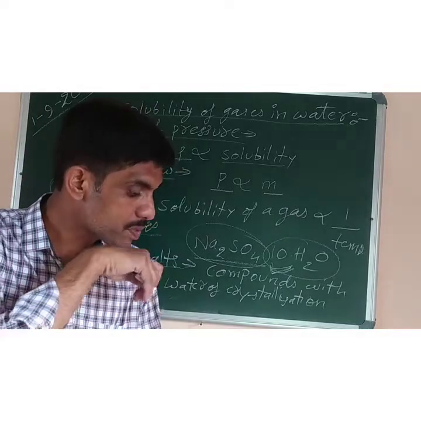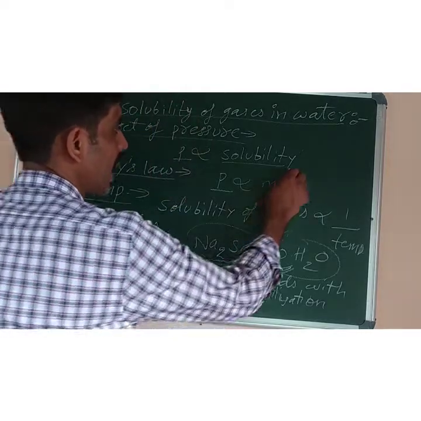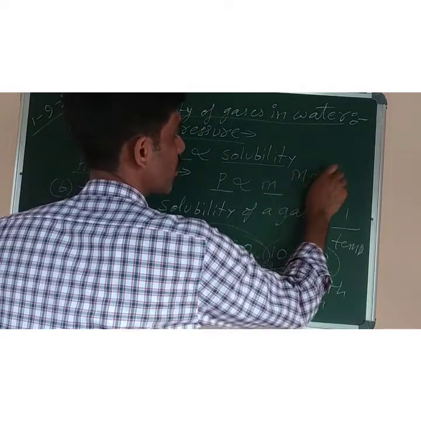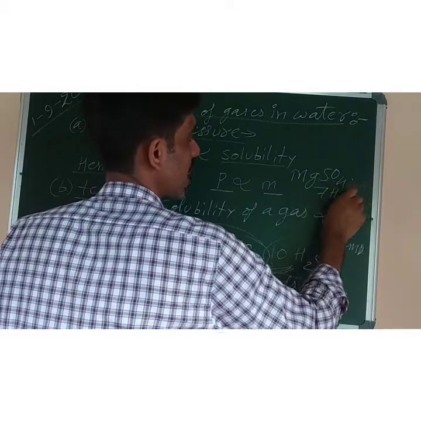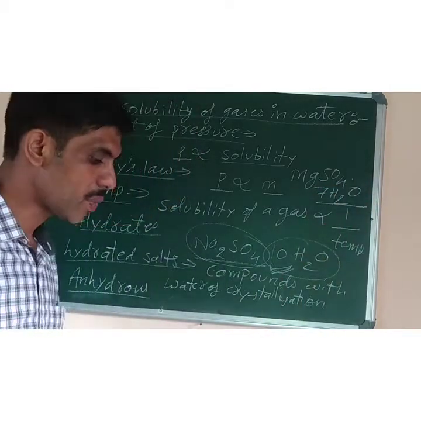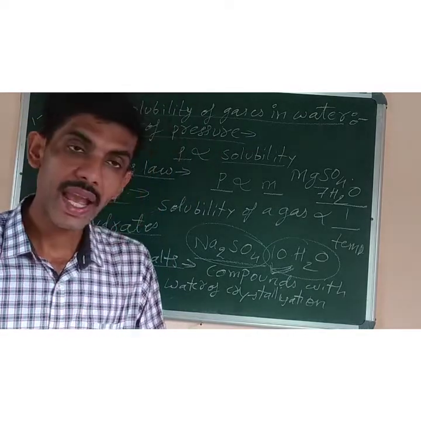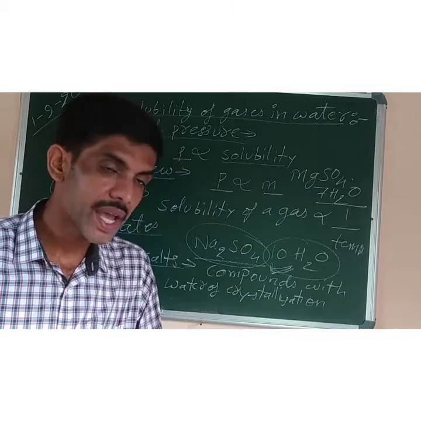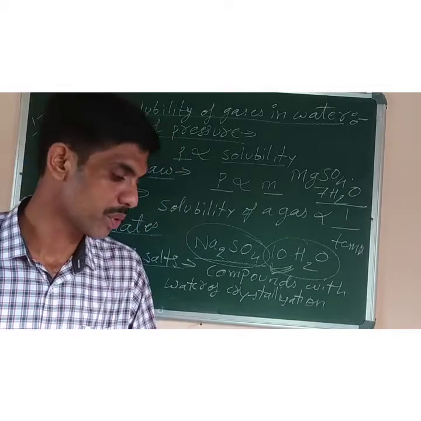Then Epsom salt, magnesium sulfate heptahydrate, that is MgSO4·7H2O, hepta means 7. Similarly, we have gypsum, from which the plaster of Paris is obtained. Calcium sulfate dihydrate, that is CaSO4·2H2O, di means 2.